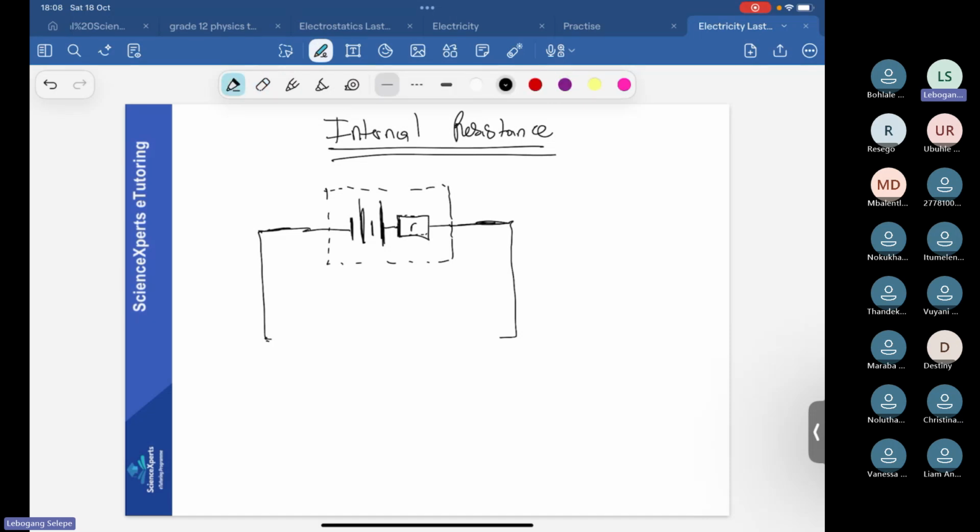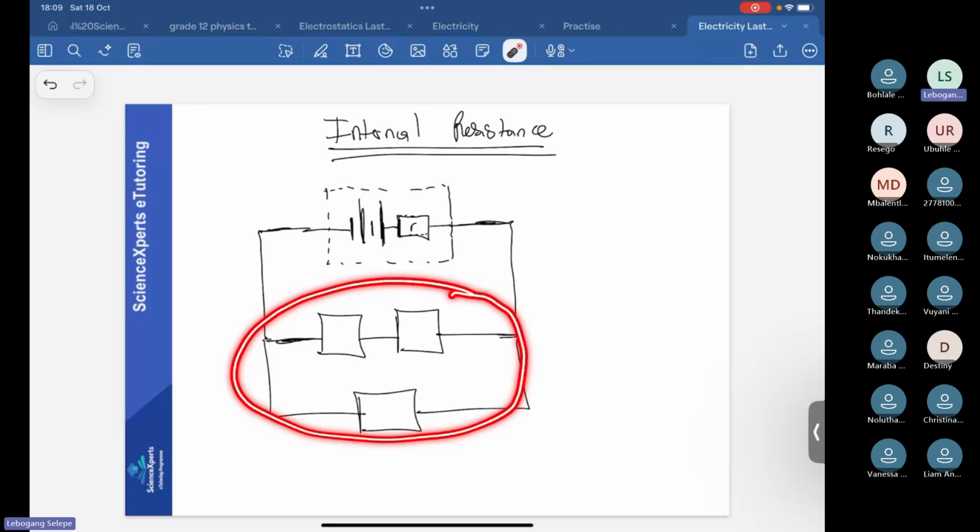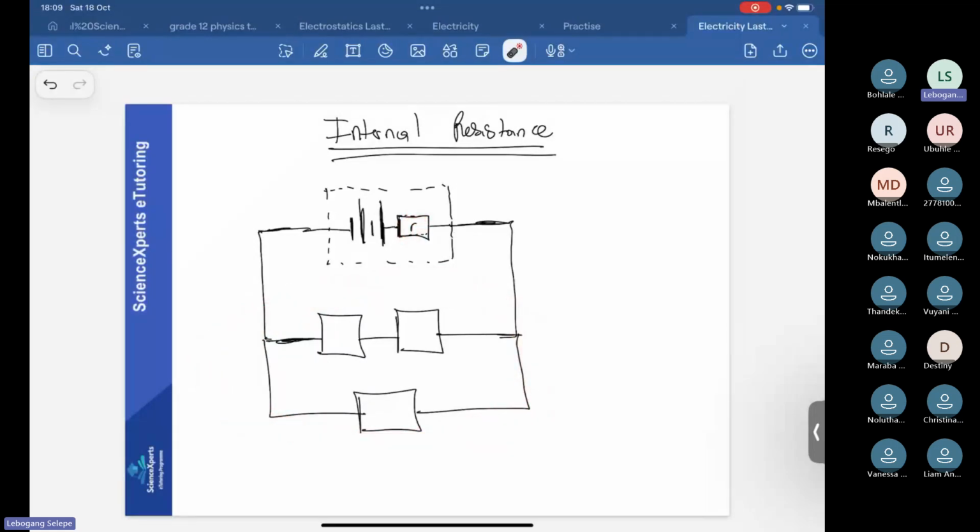So I can do the R external in different ways. I can connect a resistor here and another one here, then connect another branch like this, right? So any resistor that is not the internal resistance is the external resistance. So still these ones combined are my external circuit, my external resistors. They are in series with R, right? So all of them combined would make a resistor that is in series with R. Yeah?